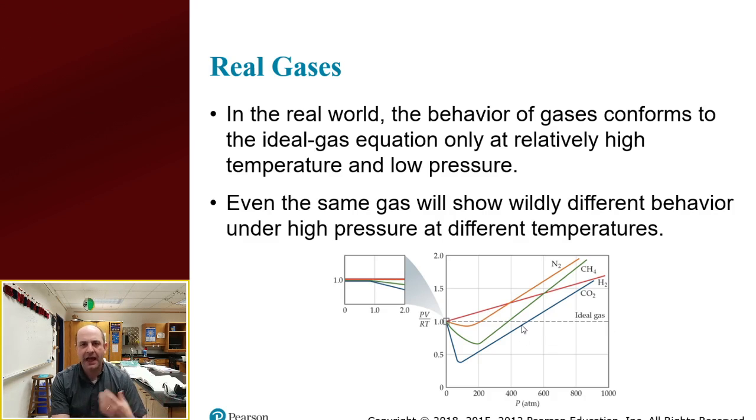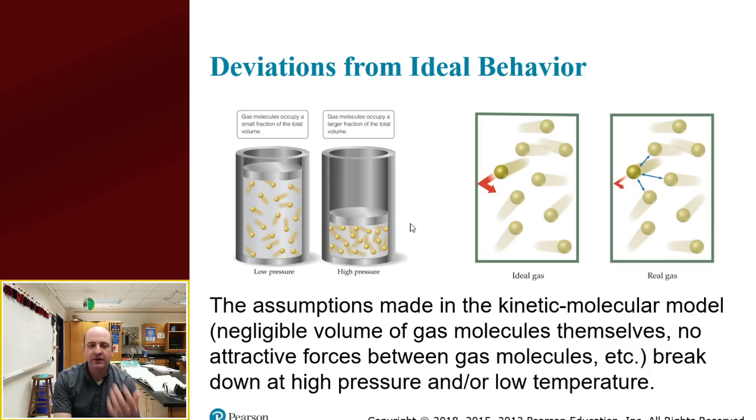Why not, and how can we work with that? The reason they deviate is we say, okay, one of our postulates, the gases take up pretty much no space at all in a container. Well, if you got high pressure, those gases are forced to be closer and closer to each other. Now they do start taking up a decent amount of space in that container. So that's going to lead to some deviations.